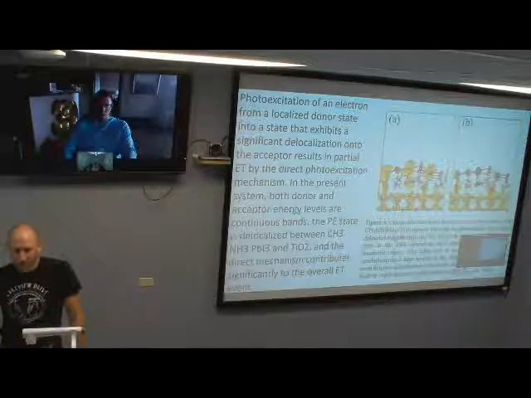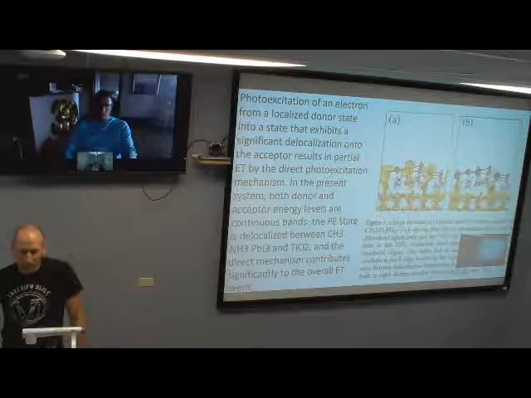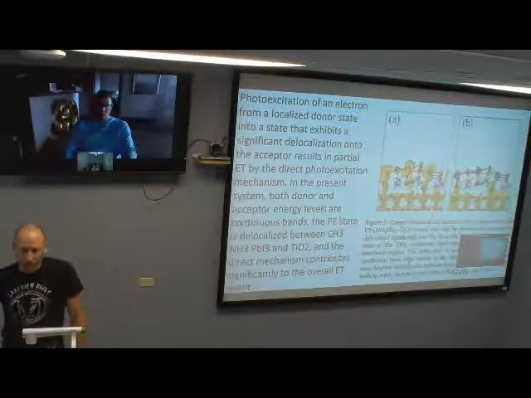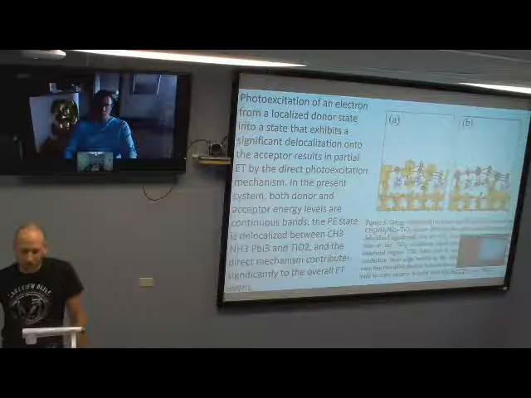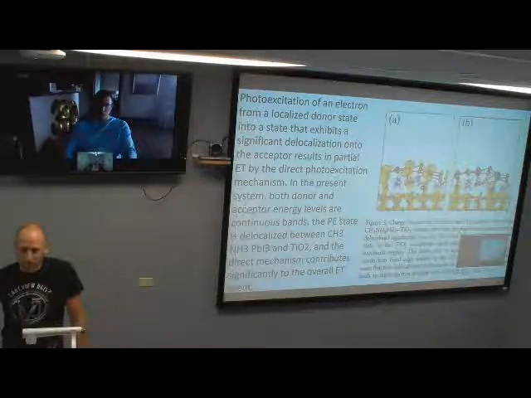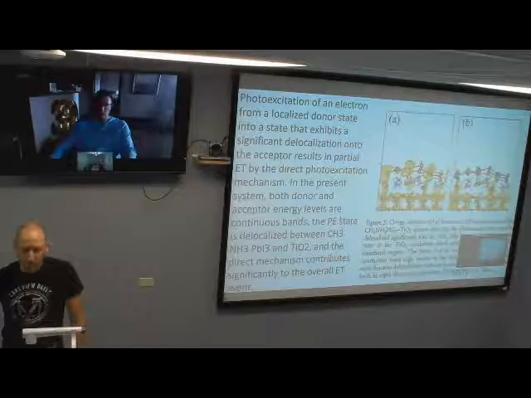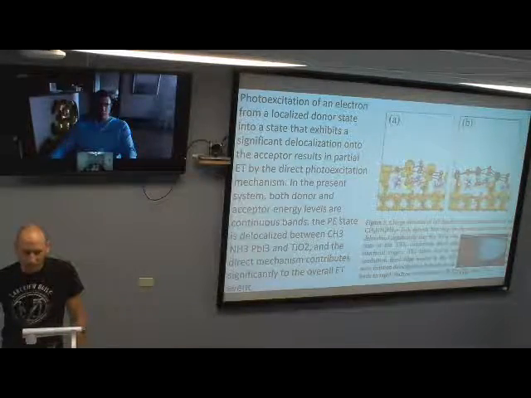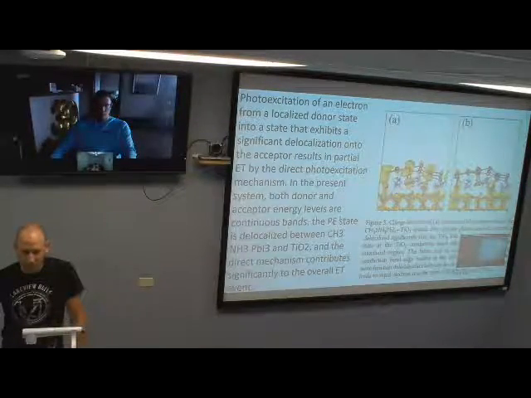It's probably not equally distributed. It's not like 50-50. It's probably more on that side, less on that side, right? Probably it's more on titanium dioxide, or maybe more on perovskite, hard to say from this figure. But yeah, it's not like 50-50, half there, half there.